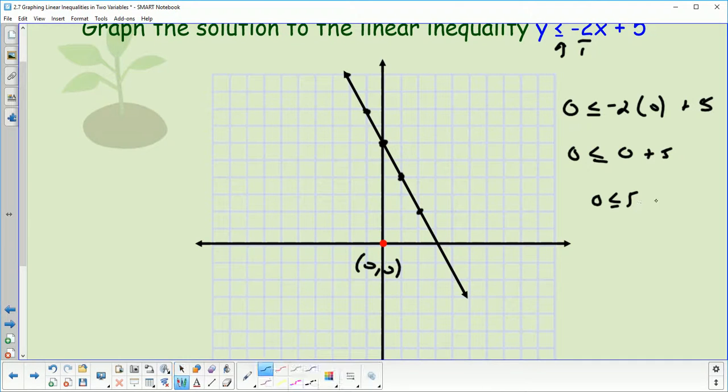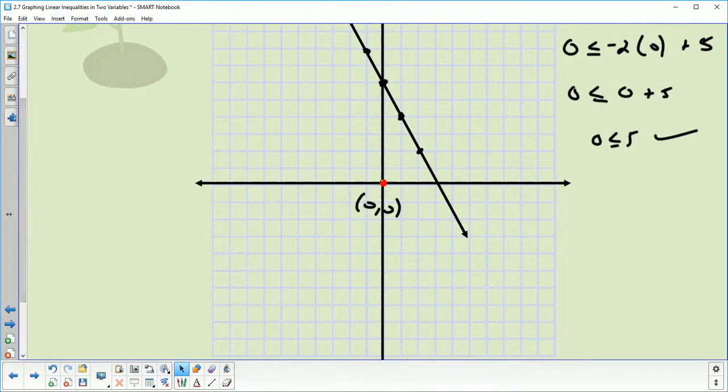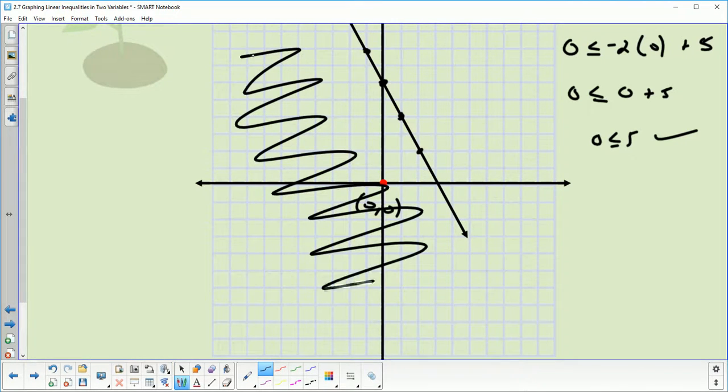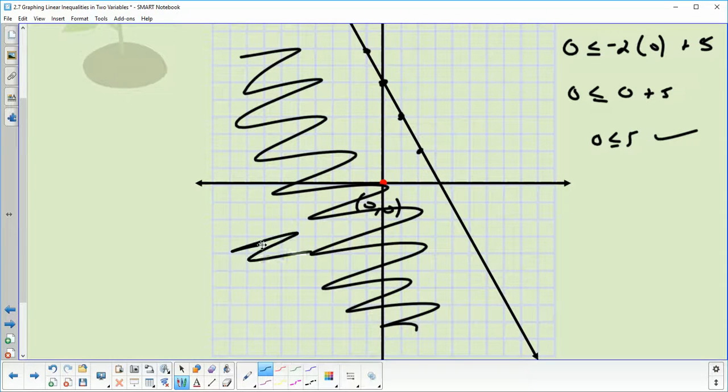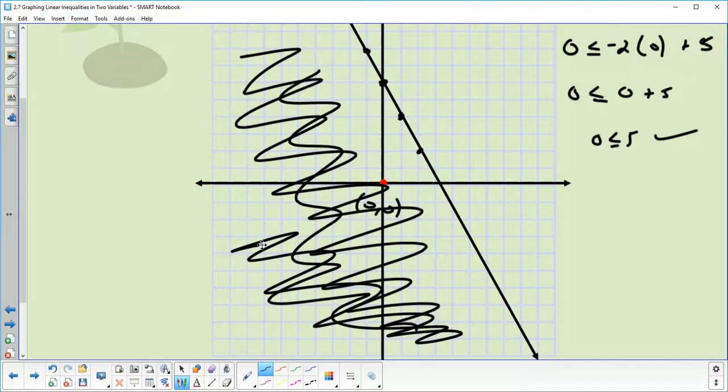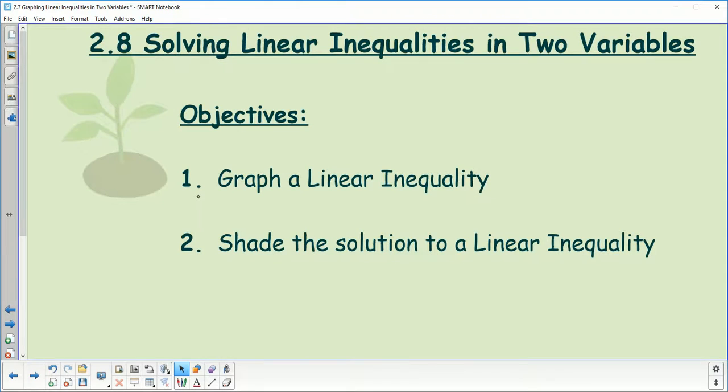Well, 0 is indeed less than or equal to 5, which makes a true statement, which means this point is a solution. So we would want to shade everything on that side of the line. In fact, I can even extend this line so that I cover the whole graph, and we could shade everything over here because all of these points are a solution. If I chose any one of these points, like this random point right here, and plugged it in, I would get a true statement.